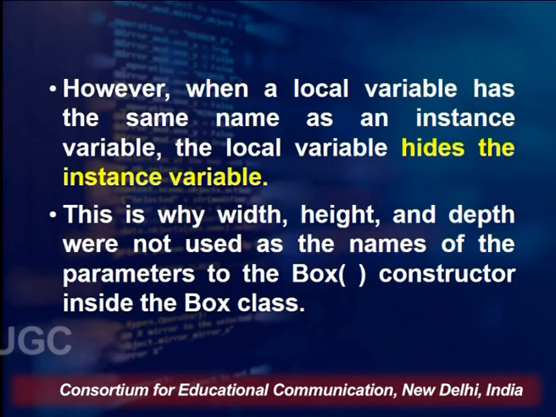But if this is a redundant kind of use, then why are we using this keyword? This keyword is sometimes used in some situations. When a local variable has the same name as the instance variable, the local variable is going to hide the instance variable. That means it will overpower the instance variable, and that is why we have not used width, height and depth as the names of the parameters. We have used w, h and d.